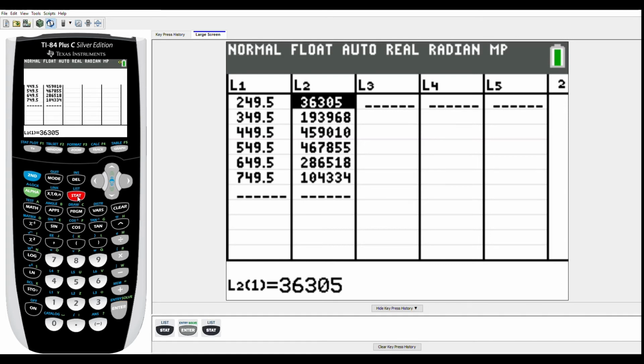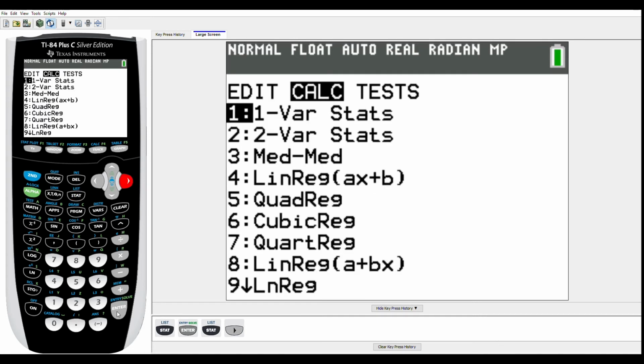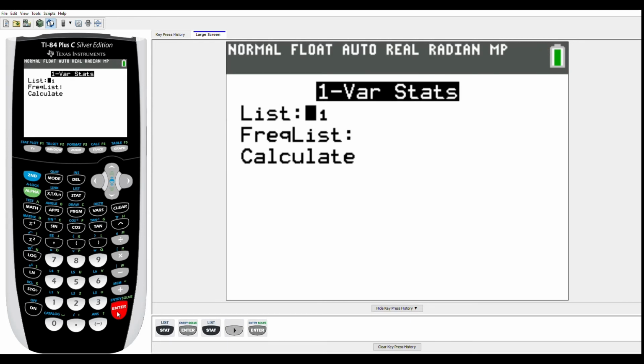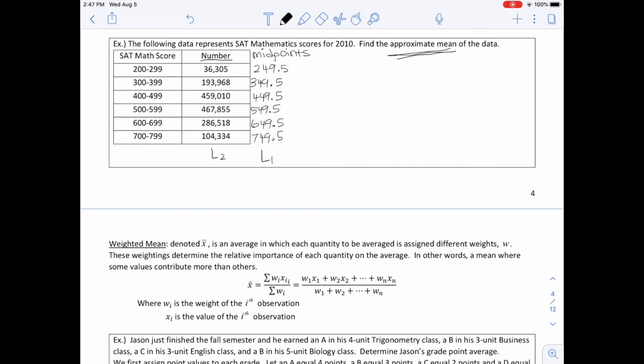Then we're going to go to Stat, scroll over to Calc, and select Enter on 1-Var Stats. L1 is our list, and our frequency list is set to L2. So go ahead and hit second, 2, and an L2 should appear there. Scroll down to calculate, select enter, and we get our mean. So from the calculator, our mean is going to be 519.74. And on the calculator, you are actually looking at x bar.